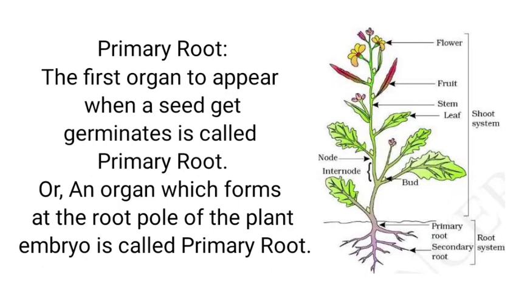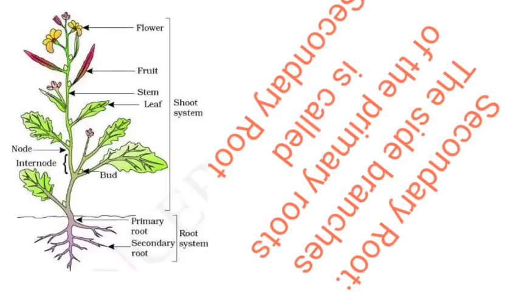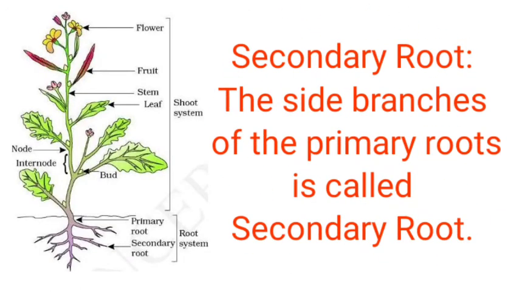Now know the next part, secondary root. This is the second part of root system. The side branches of the primary roots are called secondary roots.